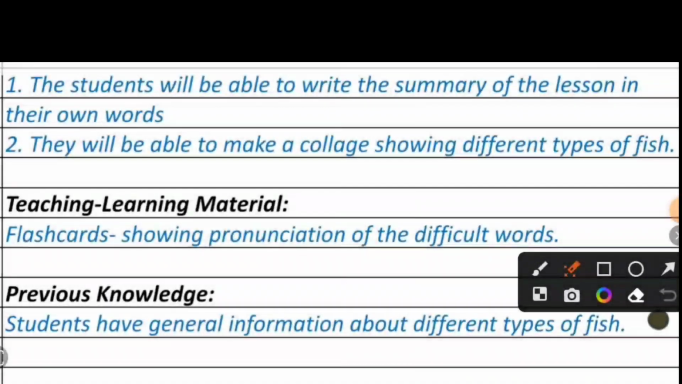Then the next heading will be teaching learning material. So the teaching aid which we'll use for our lesson plan will be the flashcards which will be showing pronunciation of the difficult words. And then the next heading will be previous knowledge. So here we can write students have general information about different types of fish.